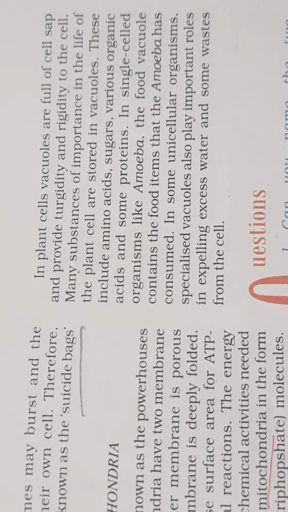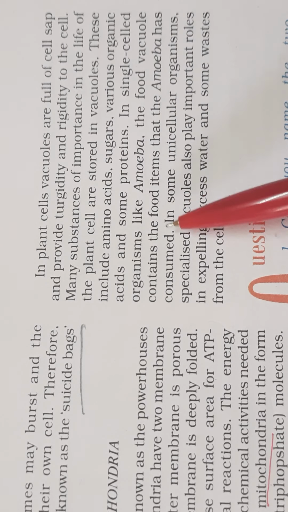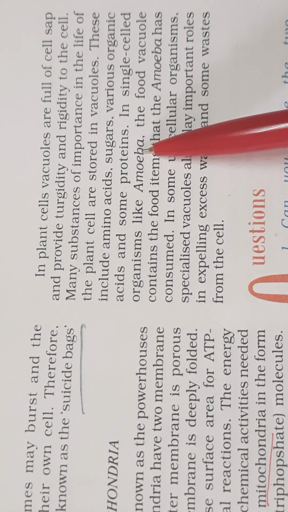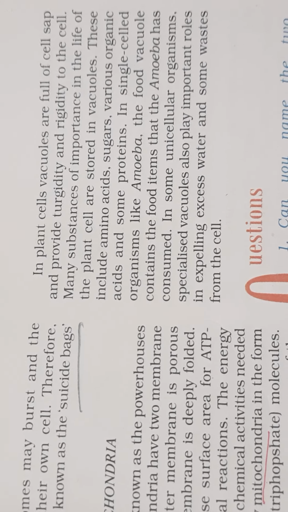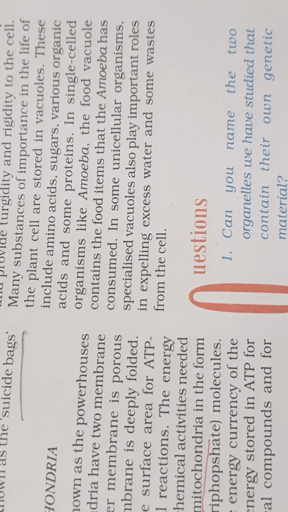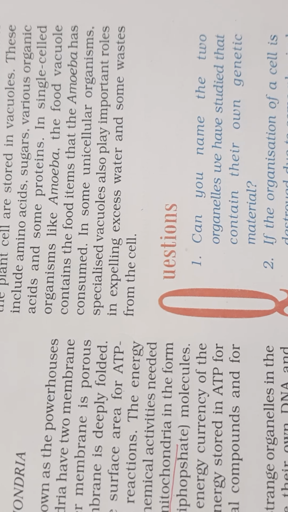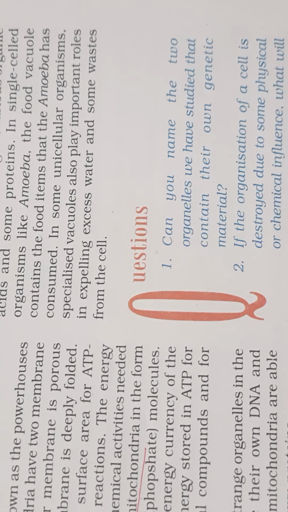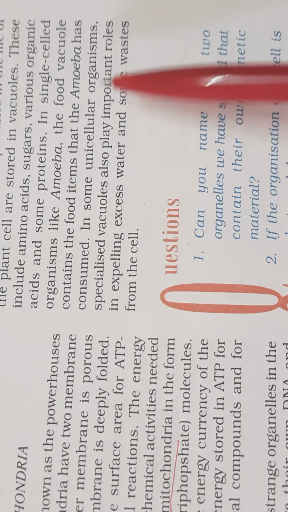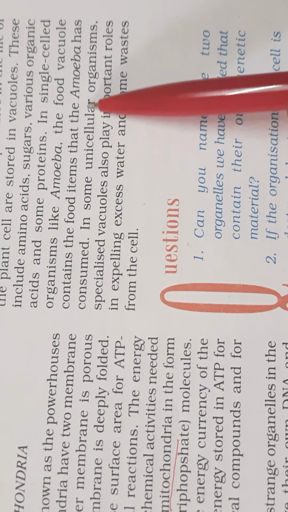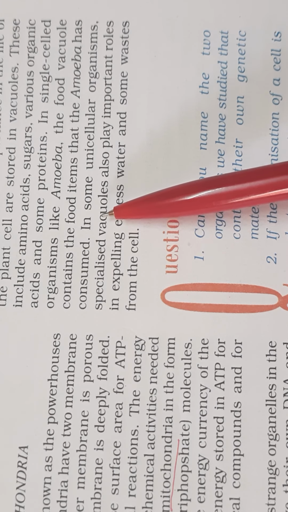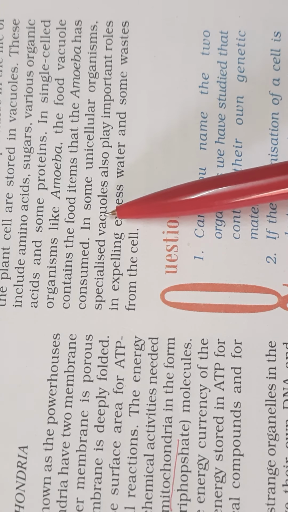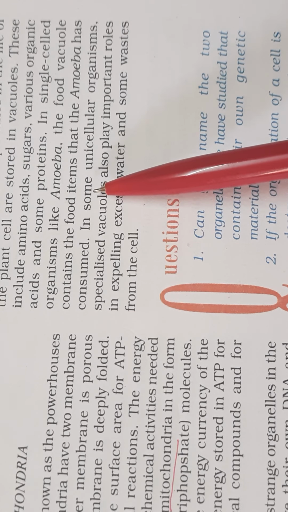Many important things: amino acids, sugars, acids, proteins, they all are stored in the vacuole. Then you have already studied in class 7th about single-celled organisms like amoeba. Amoeba captures the food with the help of the food vacuole. Whenever the amoeba sees any food material, what does it do? With the help of pseudopodia, it captures the food.